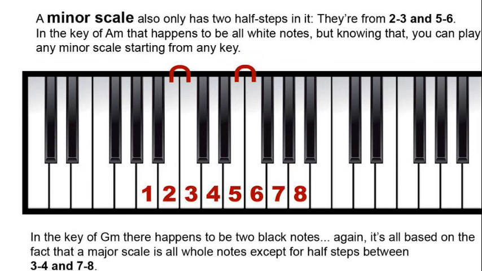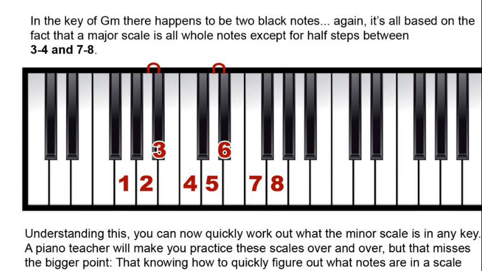Minor scales are just as easy to learn as major scales. The only difference is they are all whole steps except between the 2 and the 3 and between the 5 and the 6. And the key of A minor happens to be all white notes, and there's only half steps between the 2 and the 3 and the 5 and the 6.